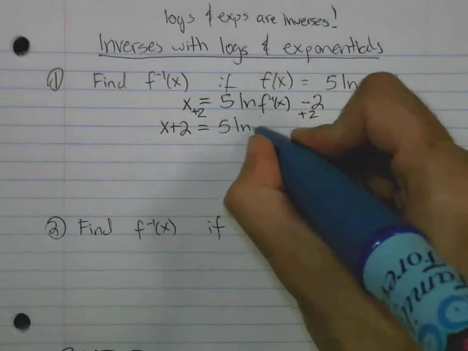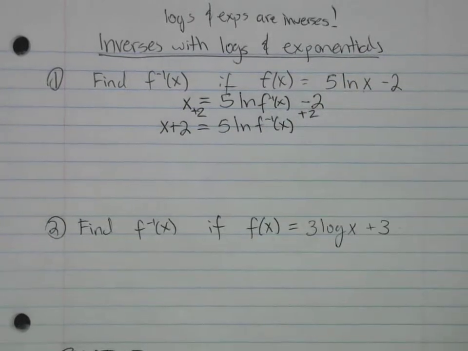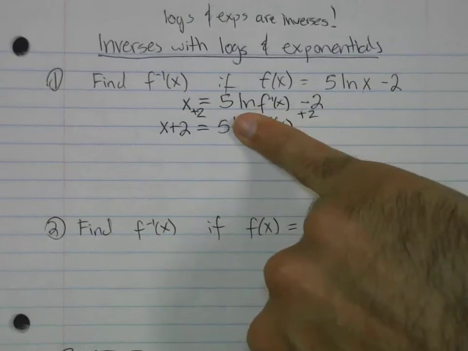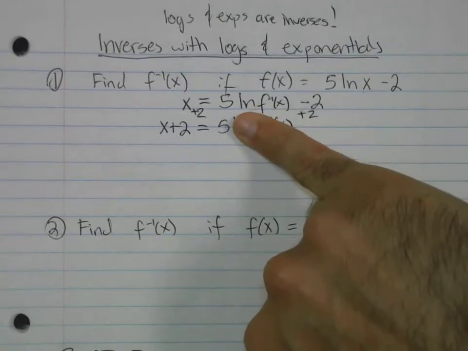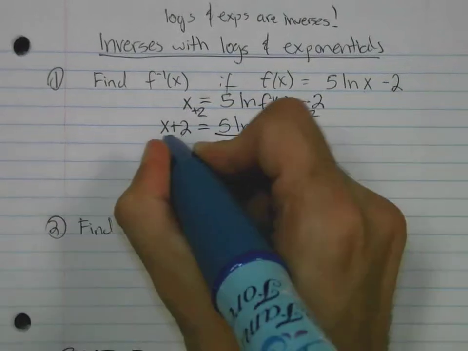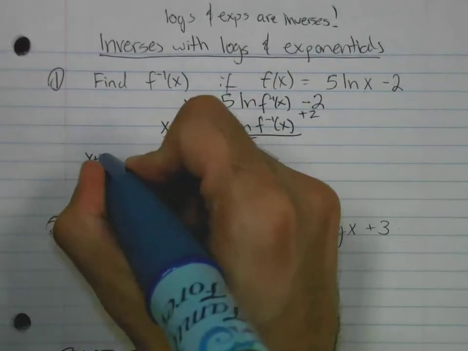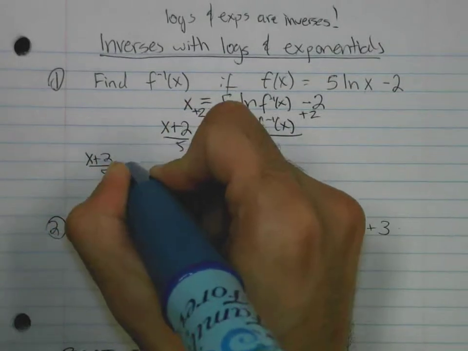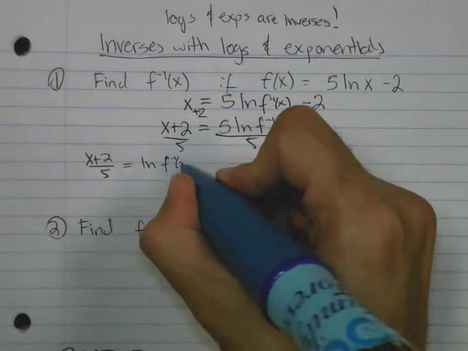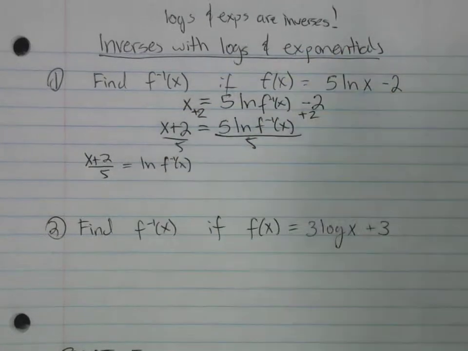Again, pretend like this stuff is just like a or x or b or c or something. What would you do? That's right, divide both sides by 5 to get rid of that 5. Divide 5 by 5. So now I have x plus 2 over 5 equals the natural log of f inverse of x. Remember, we want to get this f inverse by itself.